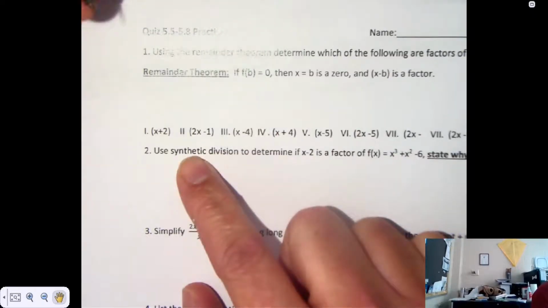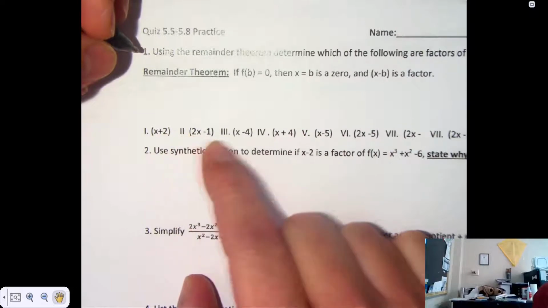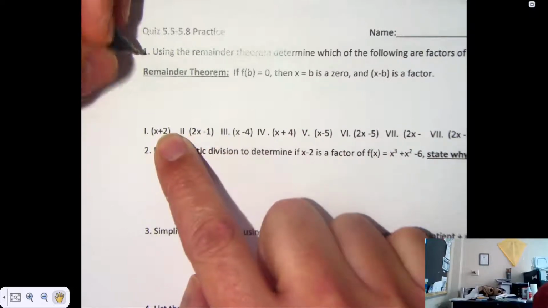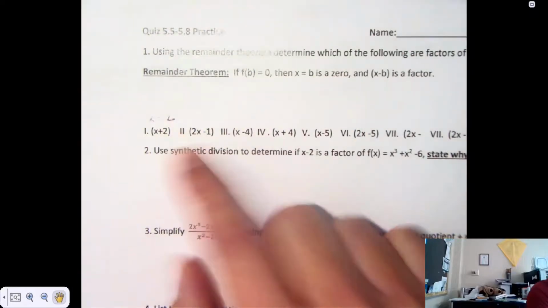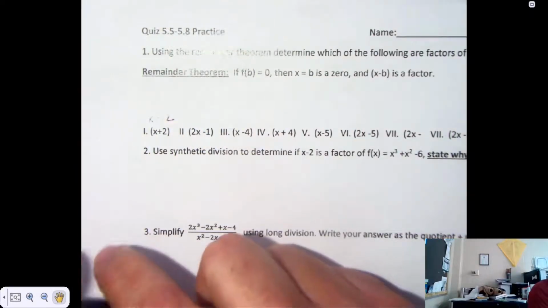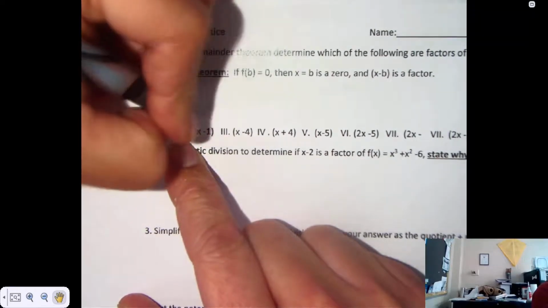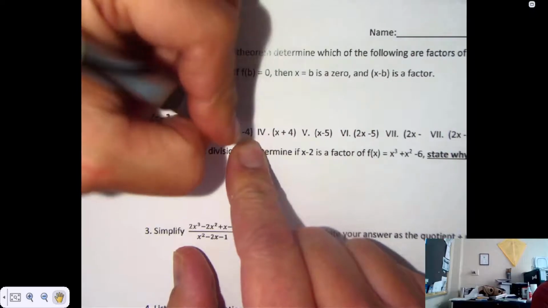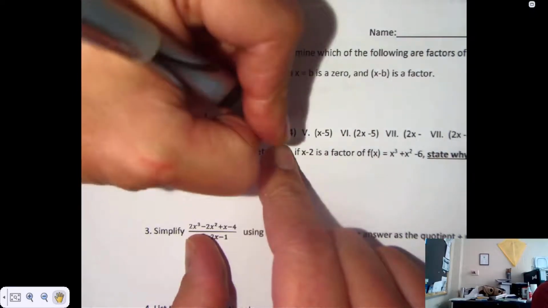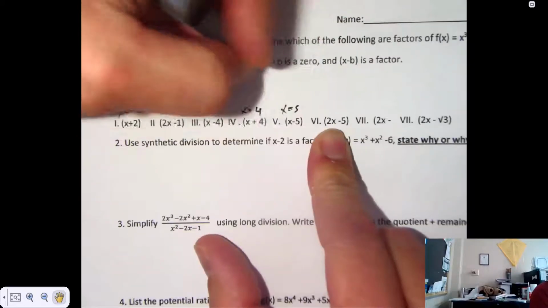So what I would do on these is go through and figure out what the x values actually are. These are given to you as factors. If x plus 2 is a factor, what is x? Negative 2. If 2x minus 1 is a factor, what is x? 1/2. How about the next guy? 4. Negative 4. 5. 5 halves. Not that hard.